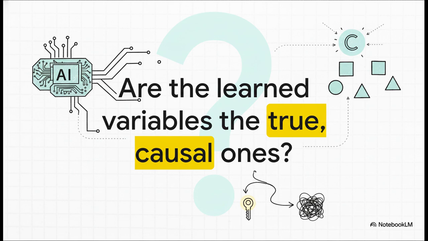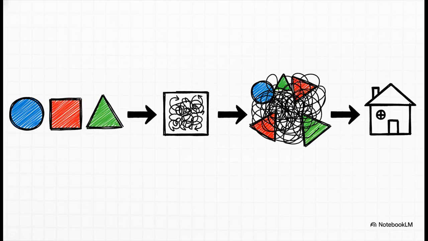Mission accomplished, right? Well, not so fast. This is the whole problem, the million-dollar question. How do we have any clue if the variables the AI just made up are the real ones, the ones that actually matter in the real world? And this is where we hit a massive mathematical wall called non-identifiability.